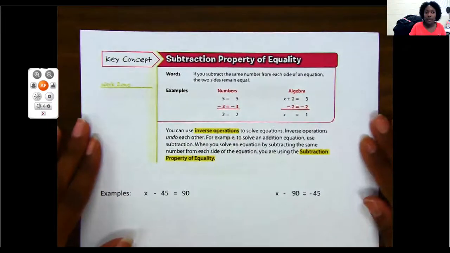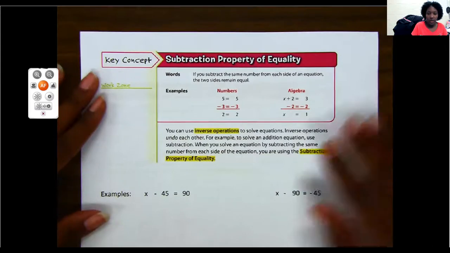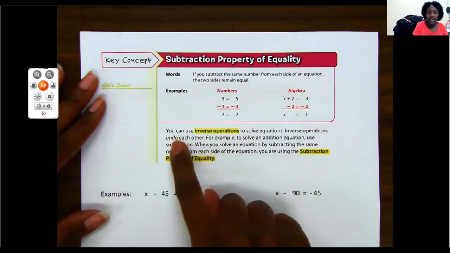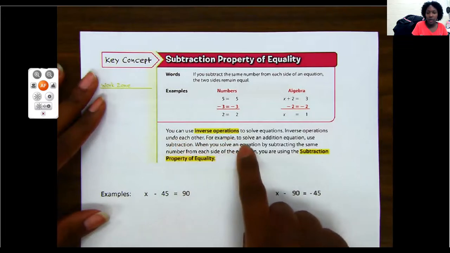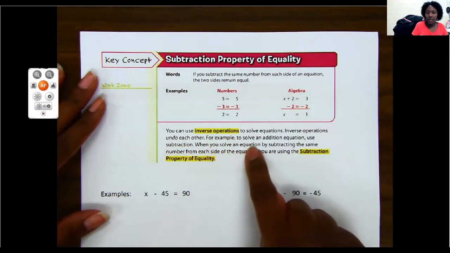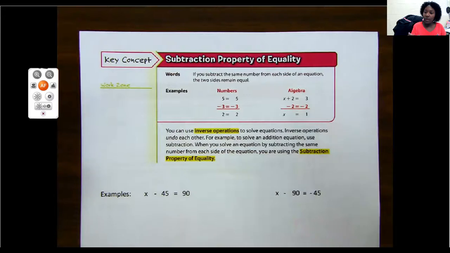situation. Let's look at this one, the subtraction property of equality. You can use the inverse operation to solve equations. Inverse operations undo each other. For example, to solve an addition equation, you use subtraction. When you solve an equation by subtracting the same number from each side of the equation, you're using the subtraction property of equality. So just like we did with the addition property, we have to use the subtraction property the same way to keep it balanced.